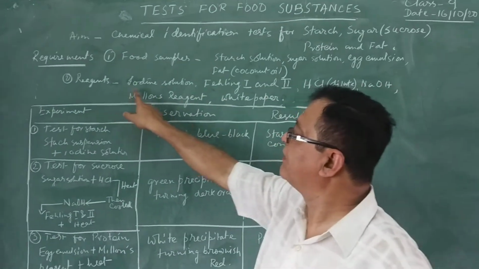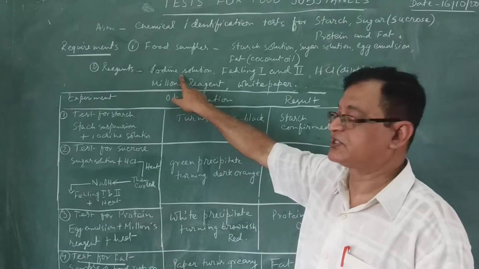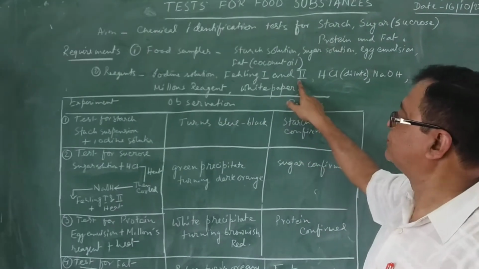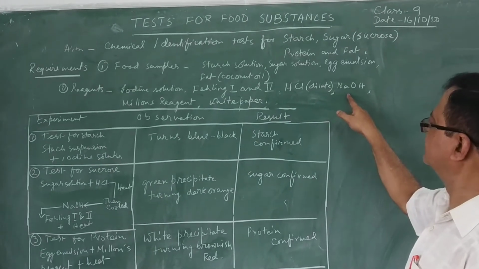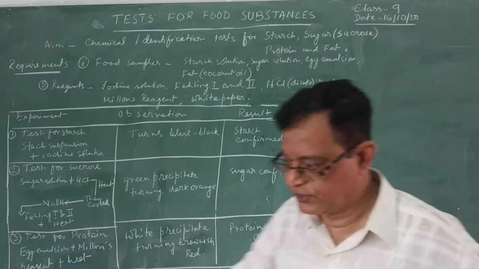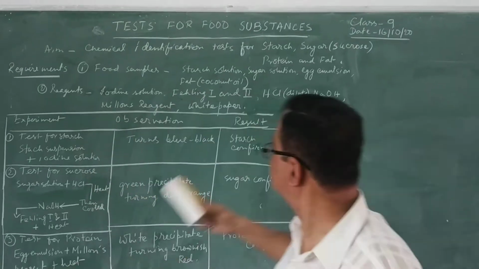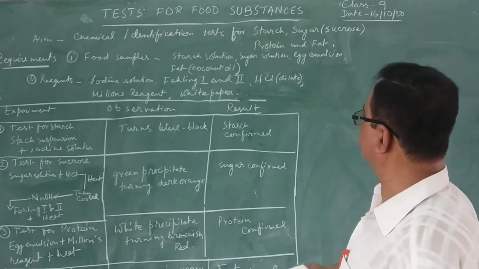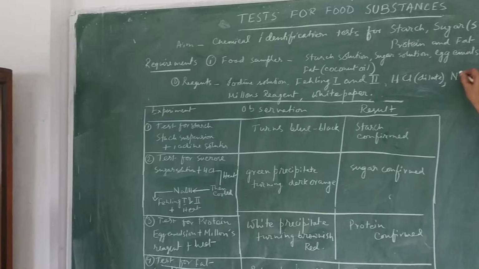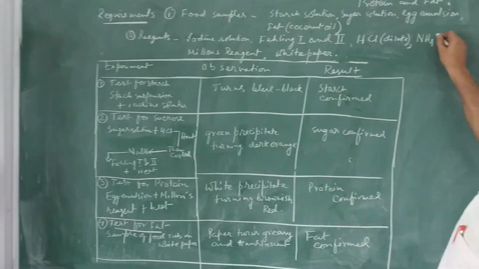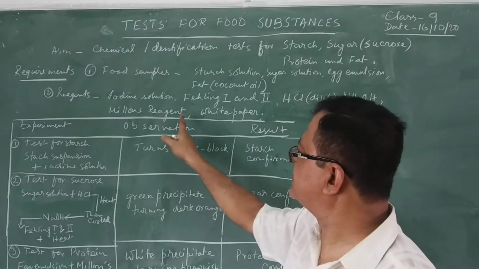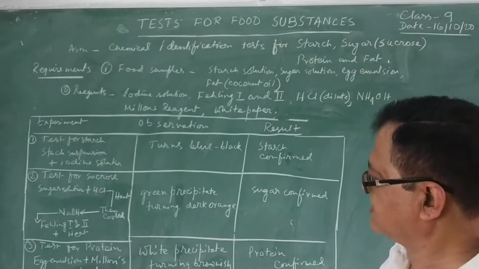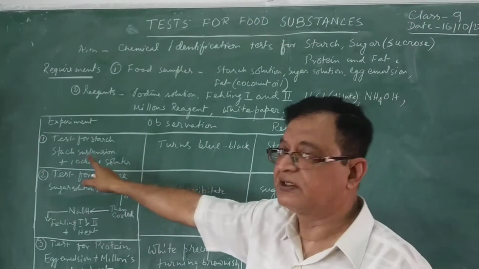The reagents required: iodine solution, that is for starch, Fehling 1 and 2 for sugar, hydrochloric acid and we actually take NH4OH, not sodium hydroxide, ammonium hydroxide, that is also a base, Millon's reagent and white paper. So let us start the test.